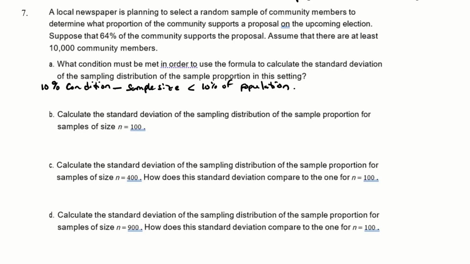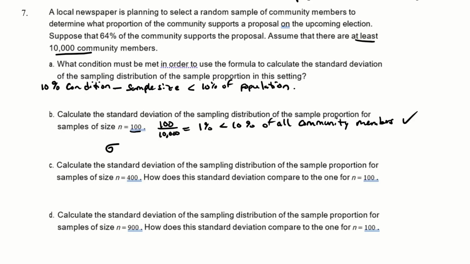Okay, and our sample size is 100, right? So 100 divided by 10,000, and this is at least 10,000, so that's our population. So in that case, this is going to be 1%, which is less than 10% of all community members. So that's checked. So now we can calculate the standard deviation.